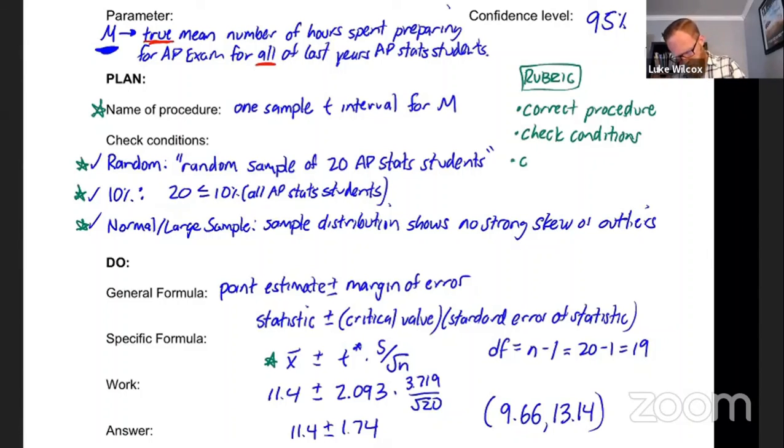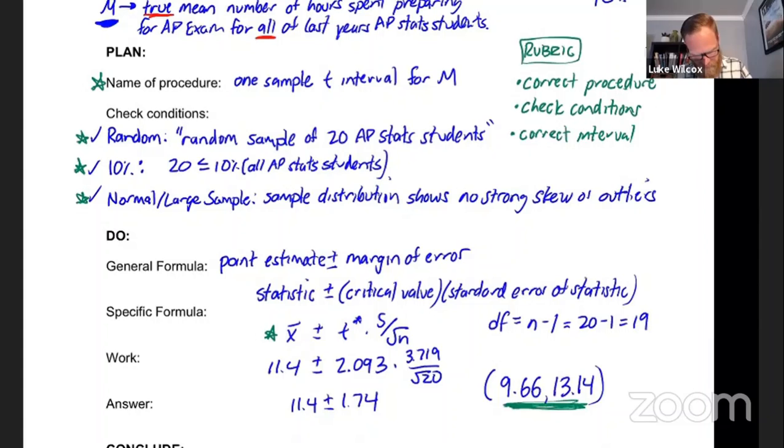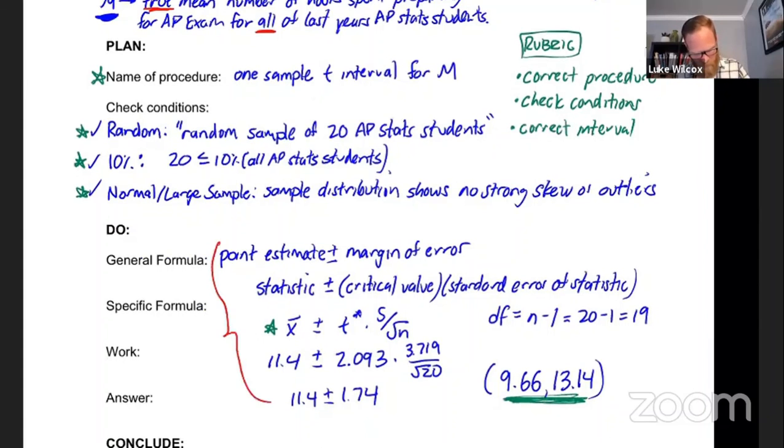And then of course, the rubric is going to check to make sure that you have the correct interval, which is your answer here. So realize that this answer is the thing that is going to be graded. And some of this work that we have here is not necessary in order to get full credit. Although I really like having it, I like showing it. It helps you catch mistakes if you're going to make a mistake, but it is not required in order to get full credit there. And then finally, you have to have the correct conclusion.